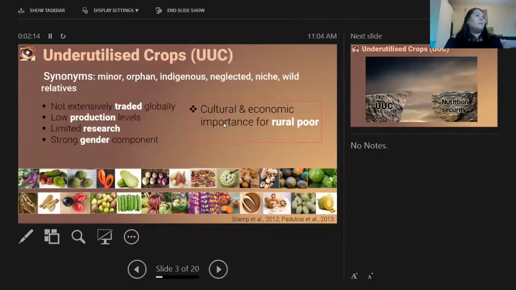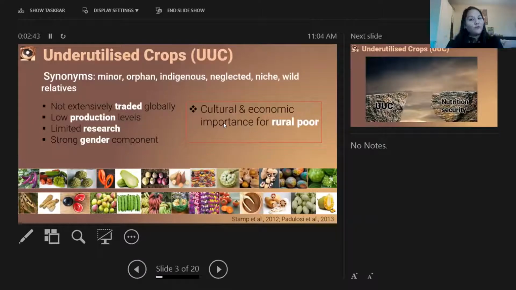Underutilized crops, or UUC as I also call them, is used as an umbrella term to include crops that we know as minor crops, orphan crops, indigenous crops, crops that have been neglected, and also wild relatives of major species. So if you have a wild relative of a soybean that's not really used prevalently, it is also considered an underutilized crop. These crops are characterized by the fact that they're not traded globally.